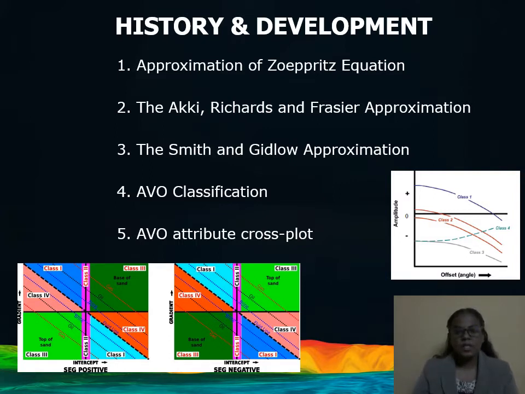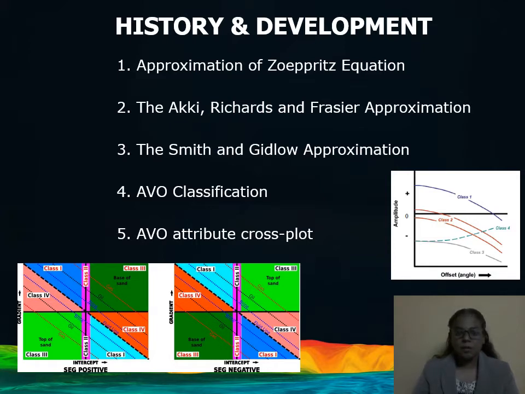To start with, the Zoeppritz equation allows us to derive the exact plane wave amplitudes of a reflected P wave as a function of angle, but sadly it does not give us an intuitive understanding of how these amplitudes relate to the various physical parameters. Over the years, a number of approximations to the Zoeppritz equation have been made.